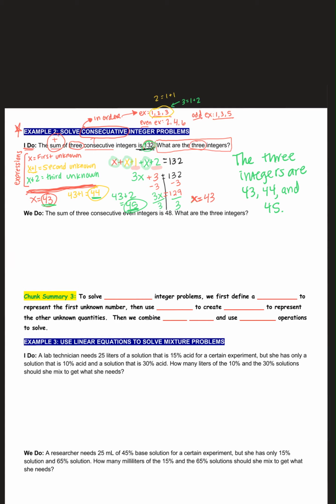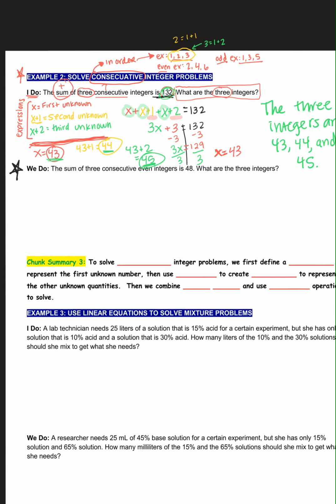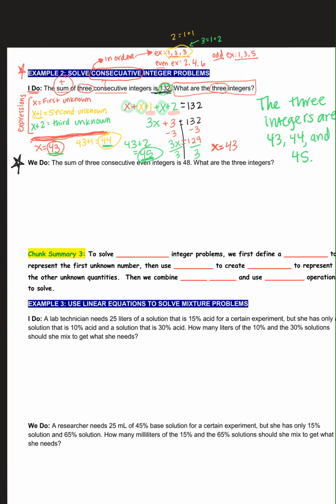All right, now for our we do. I'm going to go ahead and give you the answers. You need to do the work. I'm going to help you out just a tad with the setup for this one, but then you do the rest. So it says the sum of 3 consecutive even integers. So that's going back up here where it says even 2, 4, 6. So it's a little bit of a different setup than the 1, 2, 3. But it says the sum of 3 consecutive even integers is 48. What are the 3 integers?